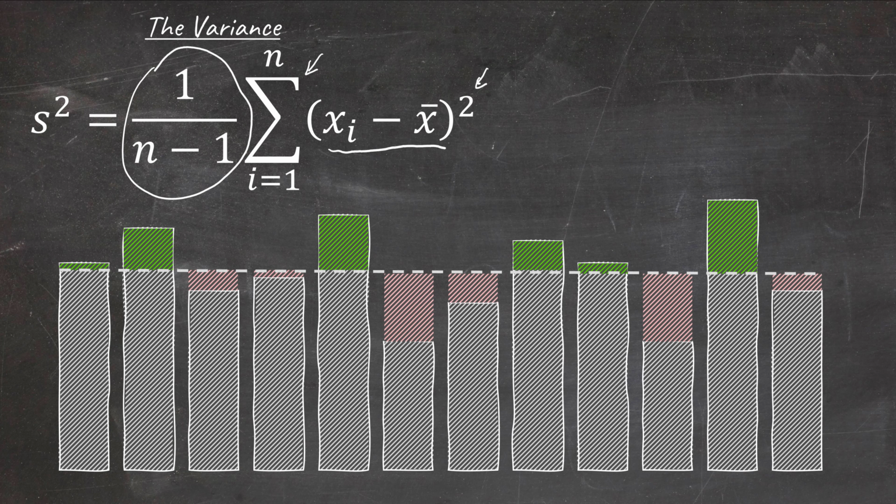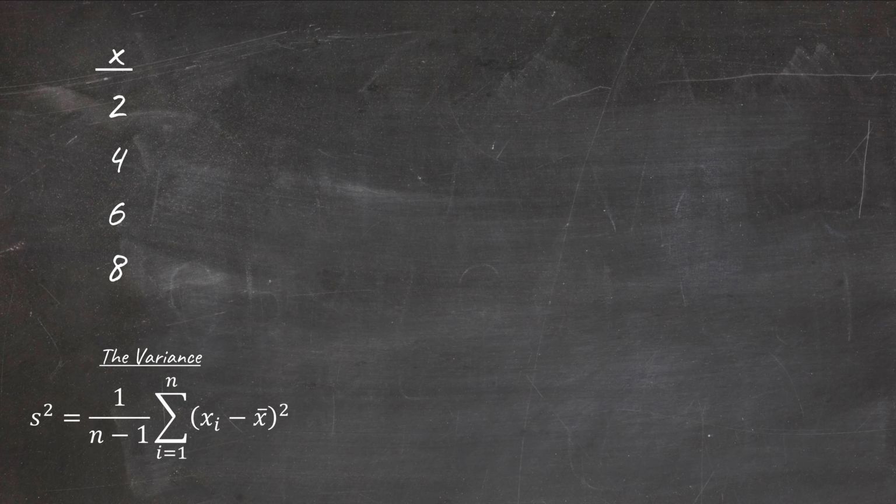So let's do an example of that calculation. A nice simple one with only 4 values. So x has the values 2, 4, 6, and 8. If you take the average of 2, 4, 6, and 8, you will get 5. So our first step in calculating the variance is to subtract the mean from each observation. The mean is 5: 2 minus 5 is negative 3, 4 minus 5 is negative 1, 6 minus 5 is 1, and 8 minus 5 is 3.